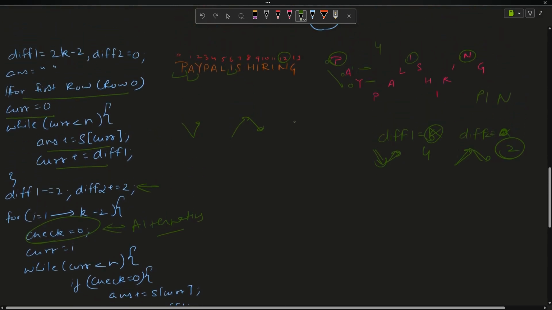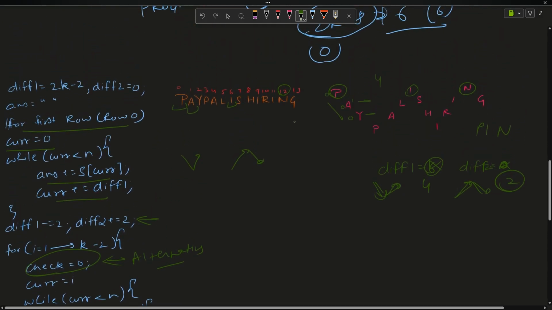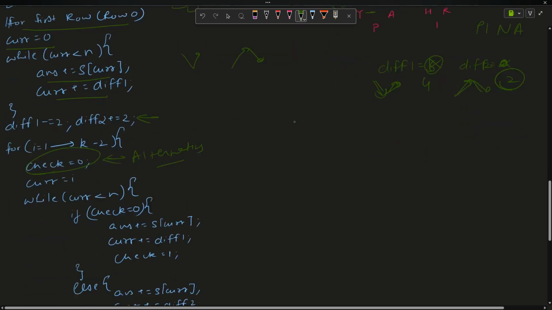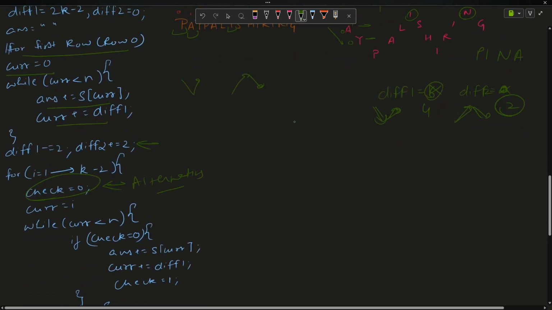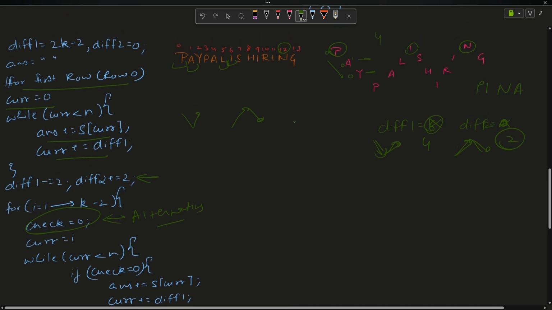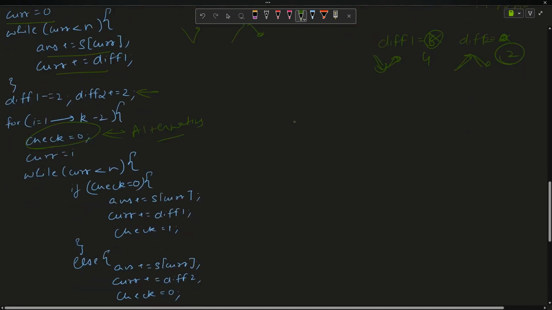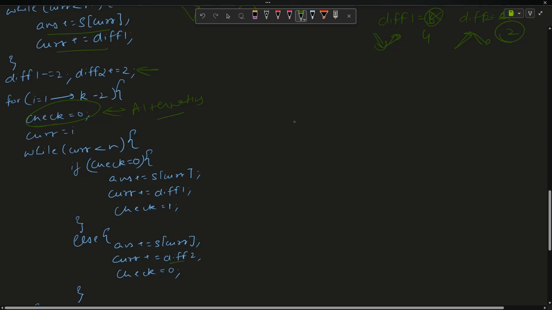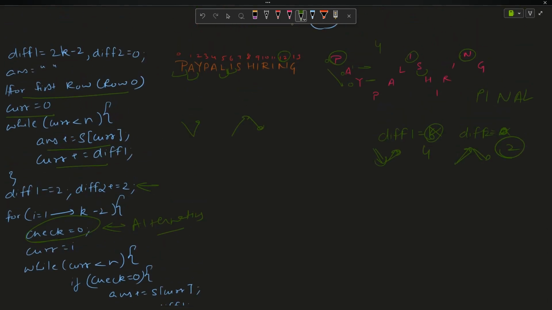So I will add A to it. My current string becomes A. And then I will move by difference 1, that is 4. So I will move to L. 1 plus 4 is 5. I will add L to it. Then I will add S to it. Why? Because I'm adding difference 2 when my check is equal to 1. So I will add S to it.